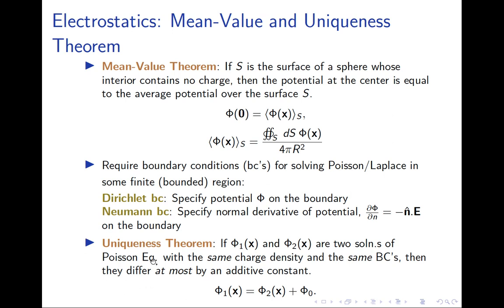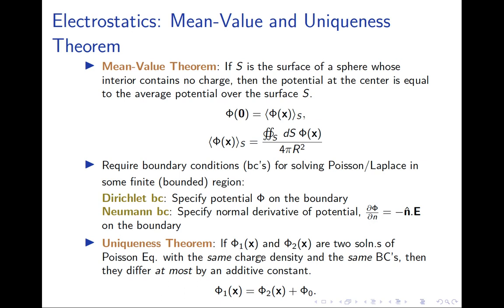So the fact that these data, either the potential on the boundary or the normal derivative, determine the solution of the Poisson or Laplace equation in some finite bounded region of space, is encapsulated in a result known as the uniqueness theorem, which can be easily proved using the Gauss divergence theorem, or a version of it known as Green's theorem.